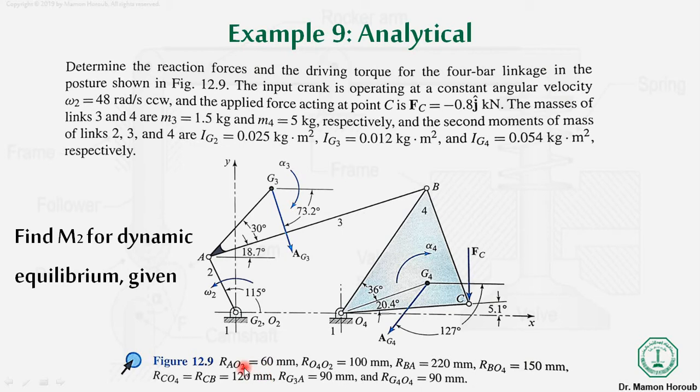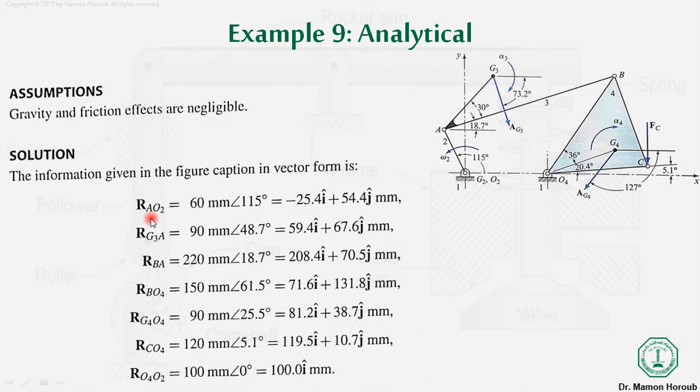Okay, so the first step is that as we already have the distances, we will express them in the x and y directions, because we have x and y Cartesian axes. So we will denote all the distances in i and j direction. Okay, so this is how we are starting. The assumption is that there are no gravitational forces. We are not considering the force mg for all the three links, link 2, 3 and 4, and also the friction effects are neglected.